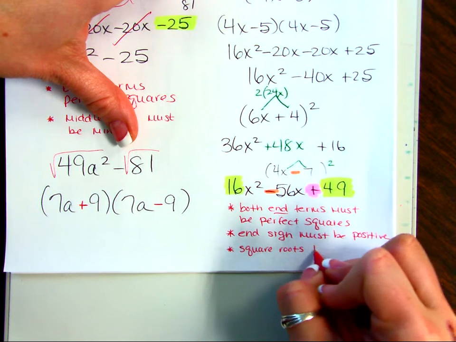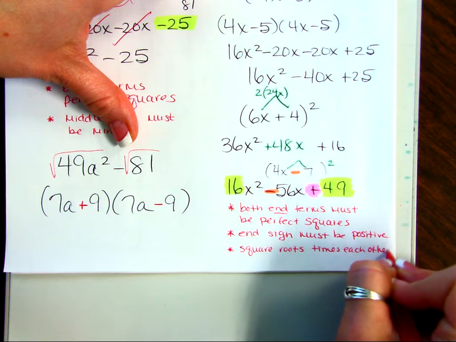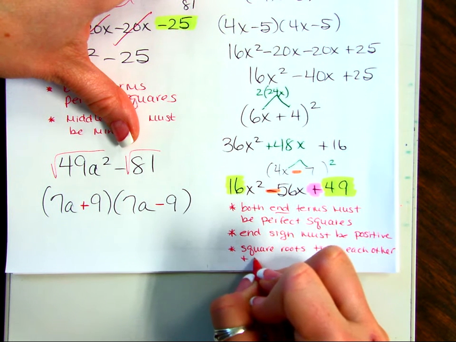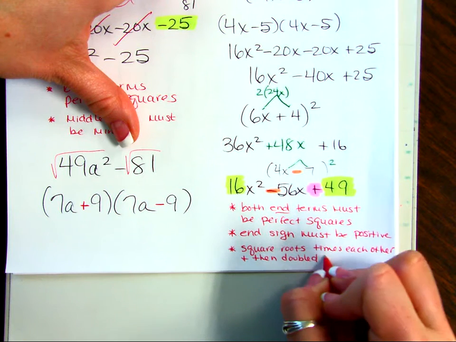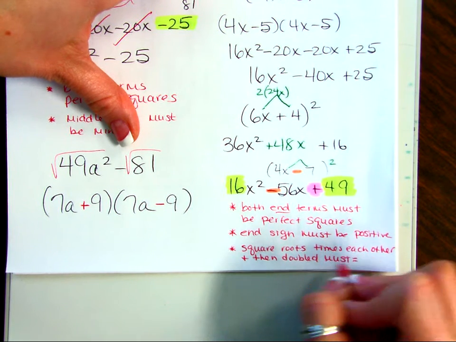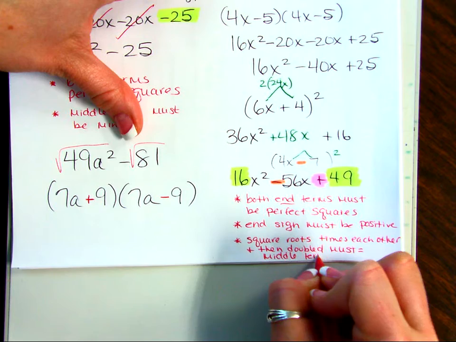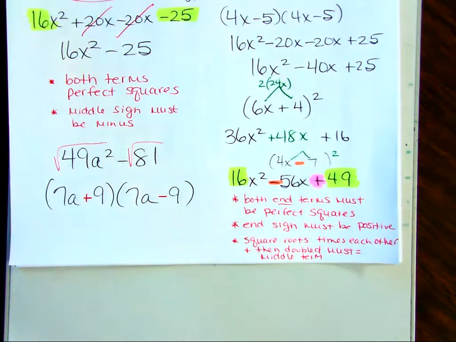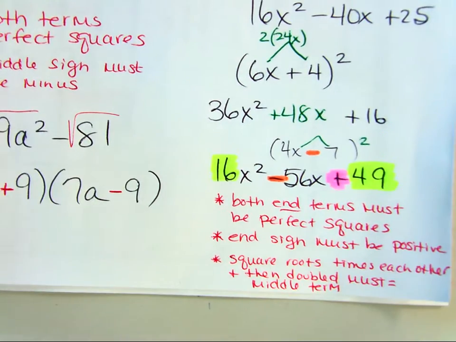So, let's say the square roots times each other and then doubled must equal the, okay, that's a lot to write, it's a lot to think about, but go ahead and get that written, and then just read it. Read it after you get it written and think about it if it makes sense to you.